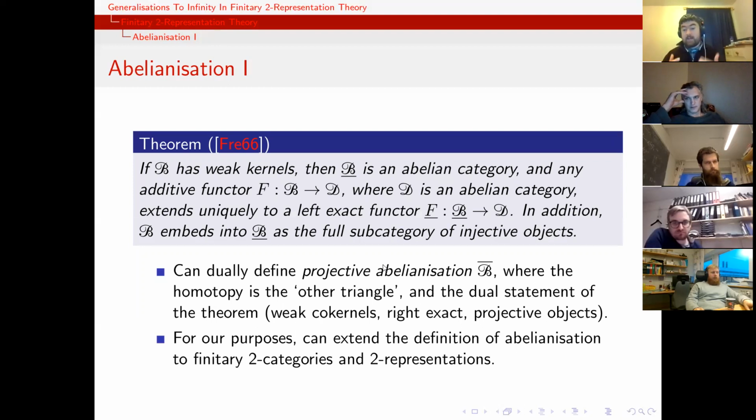And for our purposes, I will say we can extend the definition to finitary two categories and two representations. This is a bit where strictness comes in. There's a paper by Marco, Walter, Vanessa, and Daniel Tubbenhauer, which goes into detail. You do need to do some fiddling to make sure it all works. But for our purposes, just think of this base way of constructing it.